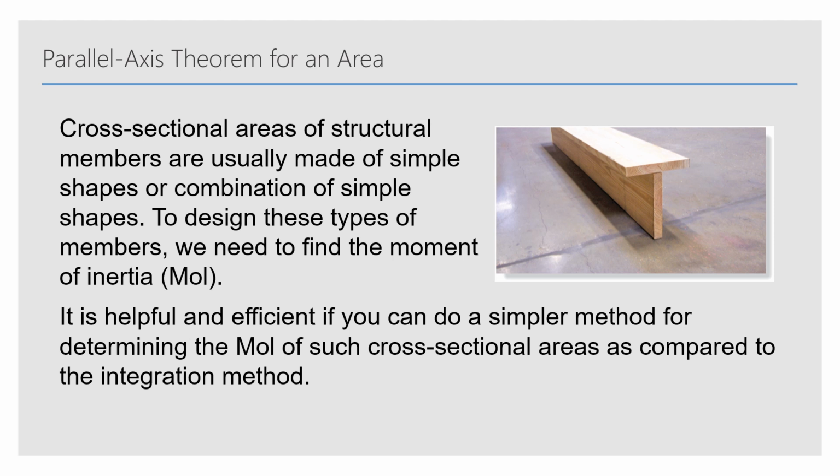So for this next section, chapter 10.2, it looks at the parallel axis theorem for an area. Cross-sectional areas of structural members are usually made of simple shapes or a combination of simple shapes. To design these types of members, we need to find the moment of inertia. It is helpful and efficient if you can use a simpler method for determining the moment of inertia of such cross-sectional areas compared to the integration method.